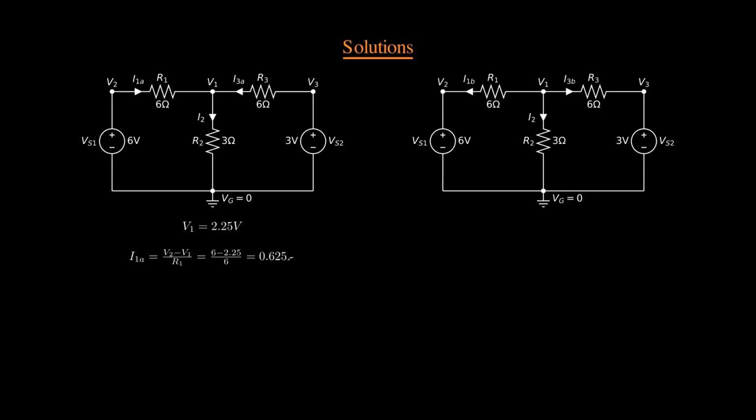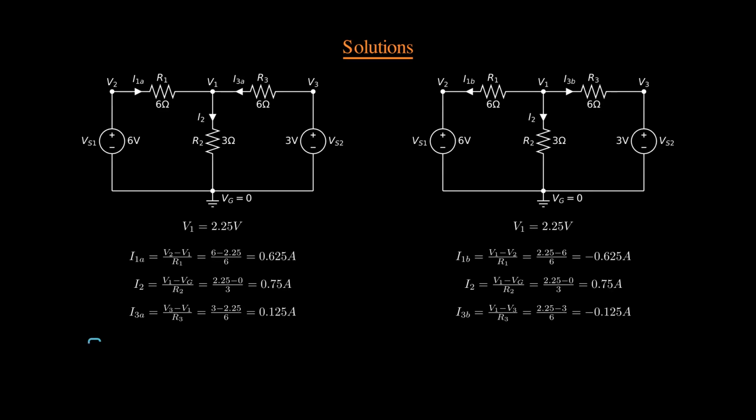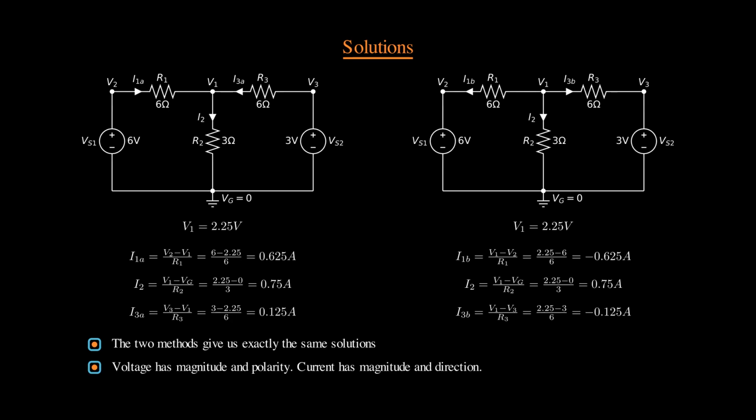Now, let us see the solution of the circuit. The 2 methods give us exactly the same solutions. As we know, both the voltage and current have 2 pieces of information. Voltage has magnitude and polarity, and current has magnitude and direction. We selected the same reference node in both circuits, so both the magnitude and polarity of V1 in the 2 circuits are the same. The magnitudes of the currents in branch 1 are negative relative to each other. However, their directions are also opposite. Therefore, combining the magnitude and direction, the 2 currents are exactly the same.